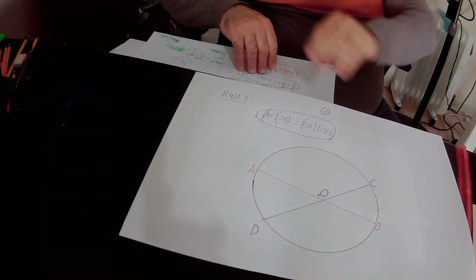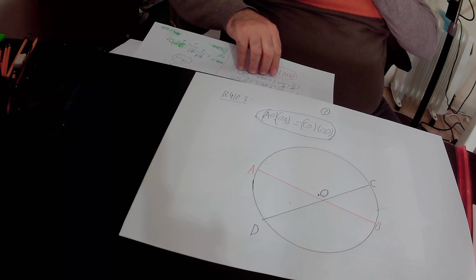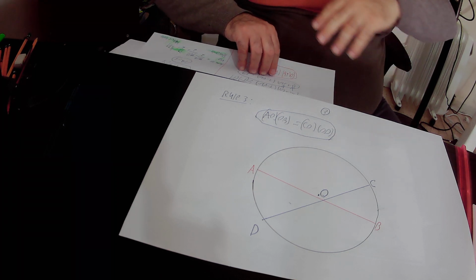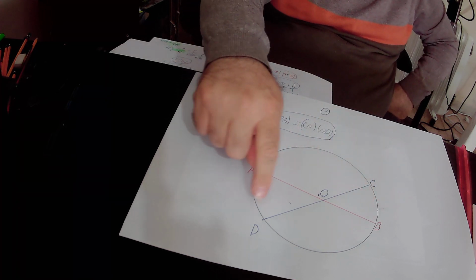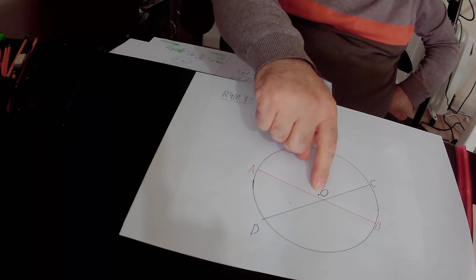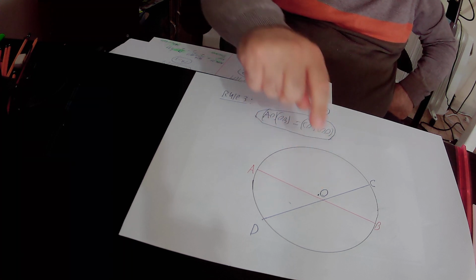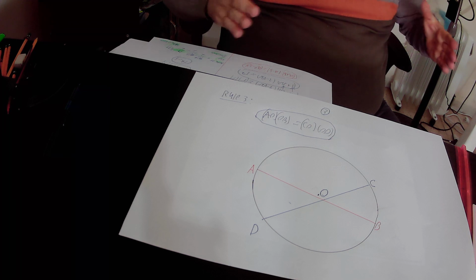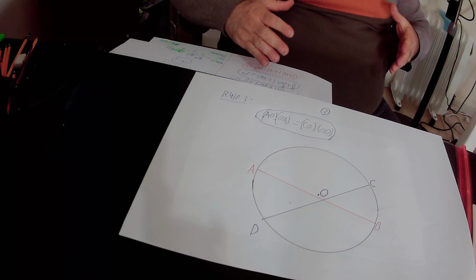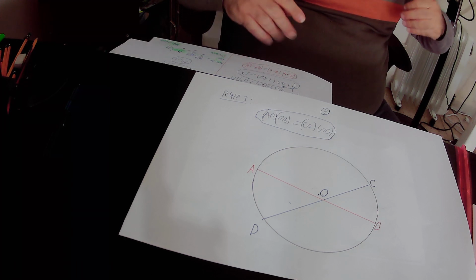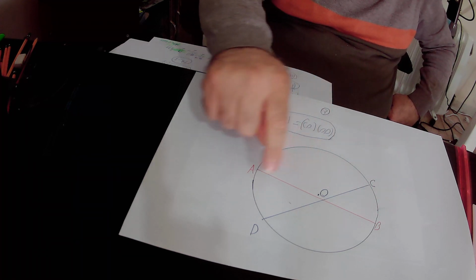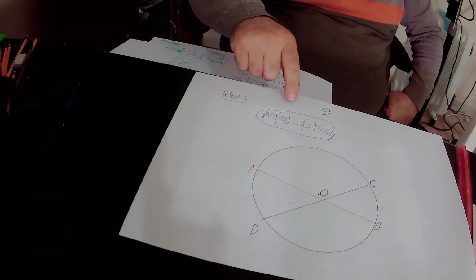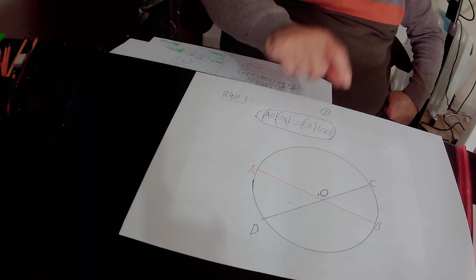Rule number 3 is related to two chords that intersect with each other inside the circle. We have this circle, and chord AB intersects with chord CD at point O. Point O is the intersection point between the two chords. So if this is the situation, then the following formula is true: AO times OB equals CO times OD.